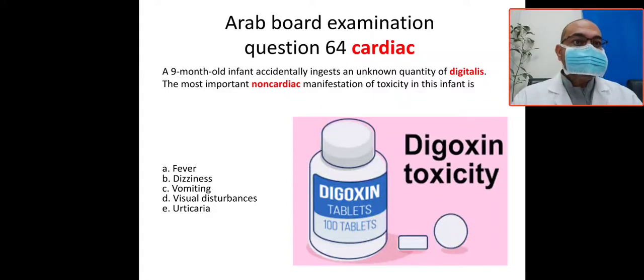Bismillah ar-Rahman ar-Rahim. This case is common in the Arab board, Saudi board, Jordanian board, and Egyptian board regarding digitalis toxicity, and the cardiac and non-cardiac manifestations. We'll see our case today.